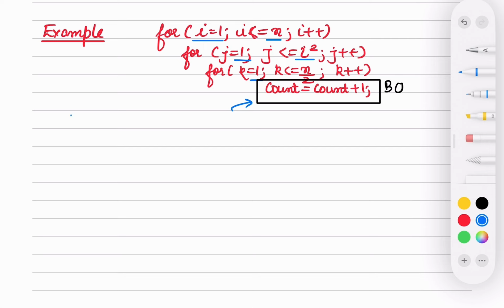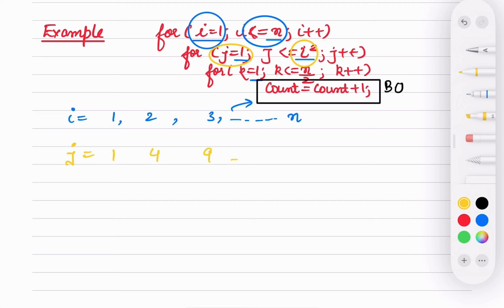So if you see that i goes from 1 to n times, therefore I'll write i will go from 1, 2, 3 to n times. Can you tell me how many times this j will go? So j goes from 1 to i square here. Remember, it is i square. So if I write j goes from 1, 2 square is 4, then 9, and so on till n square, right?